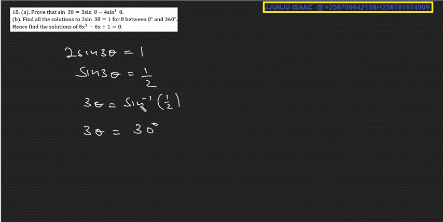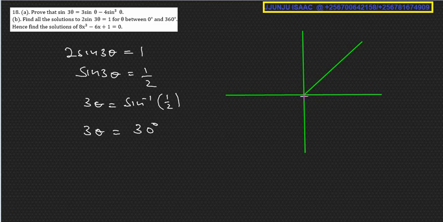But now we have to look for the range or the quadrant where our sine is positive. So sine is positive only in the first and in the second quadrant. So we have this angle here which is 30, and this angle here which is 150. So this is going to be 30, then 150 degrees.